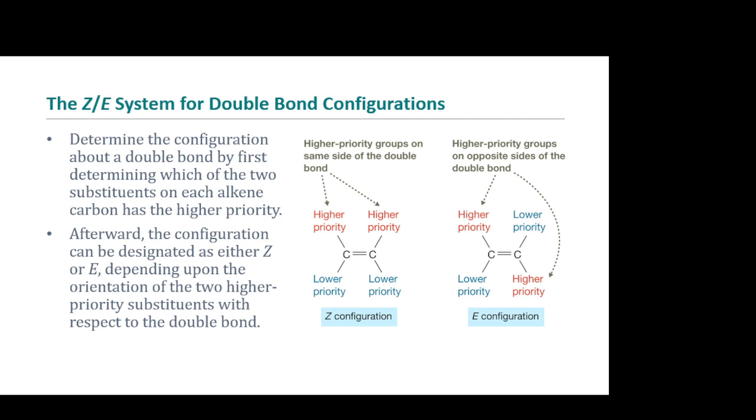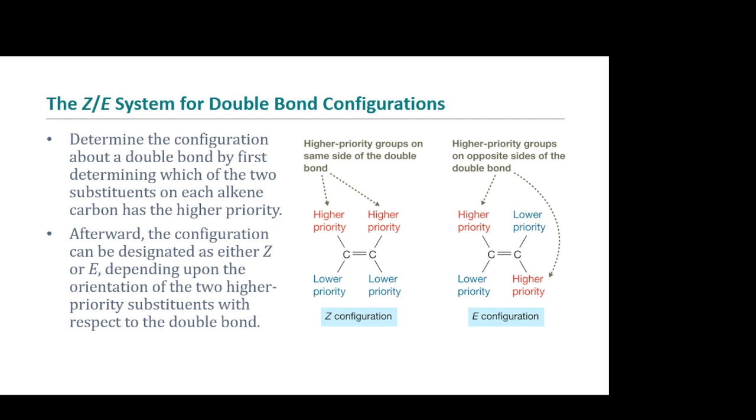This is the ZE system for double bond configurations. We're going to determine the configuration around the double bond. First, we're going to determine which of the two substituents on the alkene carbon has the higher priority. Afterward, the configuration will be designated as Z or E, depending on the orientation of your two higher priority groups. All you need to do here is just determine the highest priority on each side. Okay? It's actually really fast and easy compared to the other ones. But first, we need to figure out Z and E.